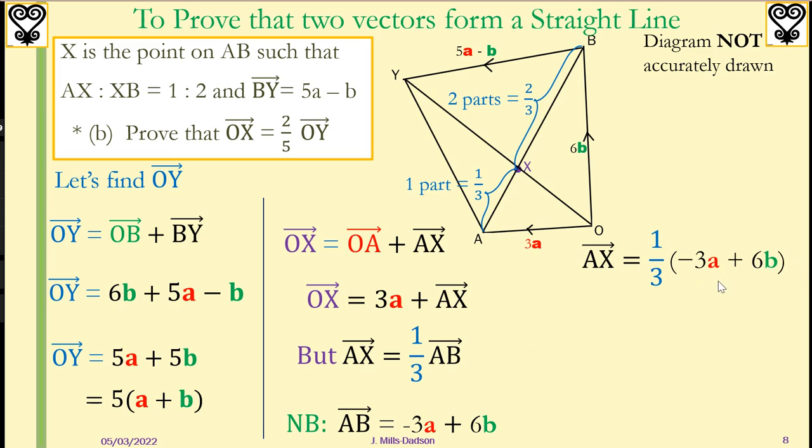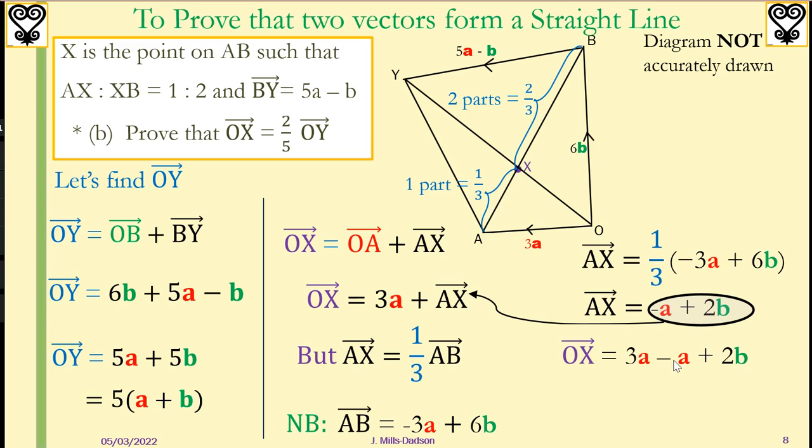So AX becomes negative A plus 2B. Remember, this becomes negative 3A over 3 and 6B over 3, and that becomes negative 1A plus 2B. So replacing vector AX with negative A plus 2B, this is what I have, and I'm going to simplify that. 3A minus 1A becomes 2A, then plus 2B. Then I factor out 2 to get 2 into bracket A plus B.